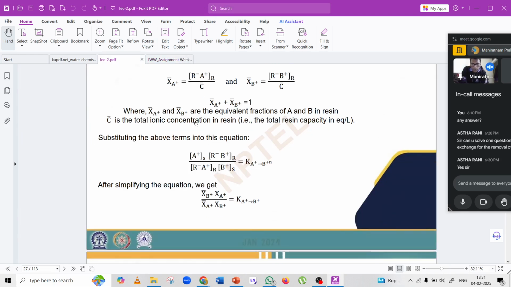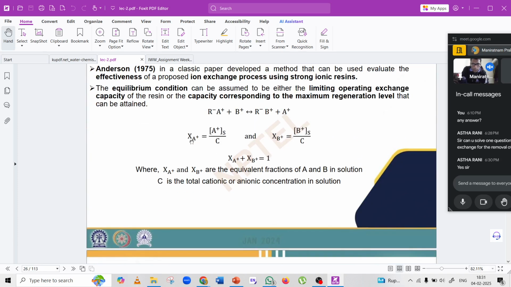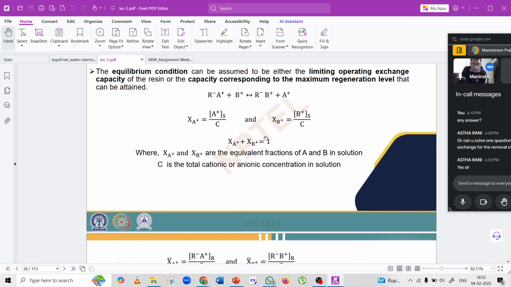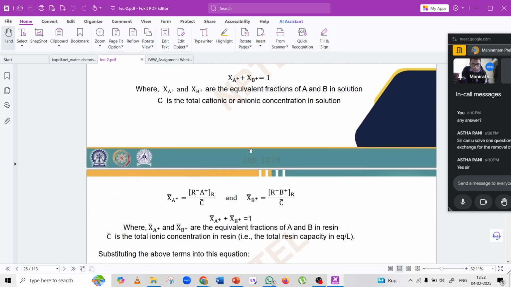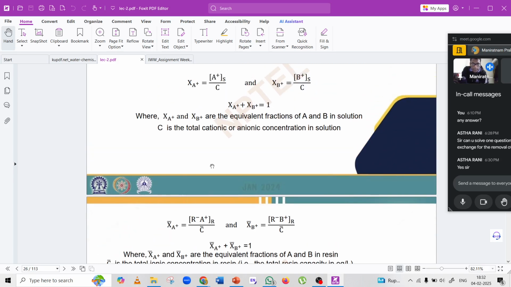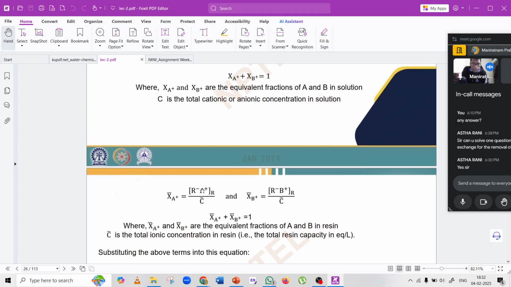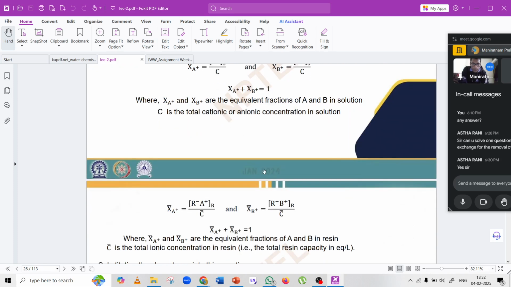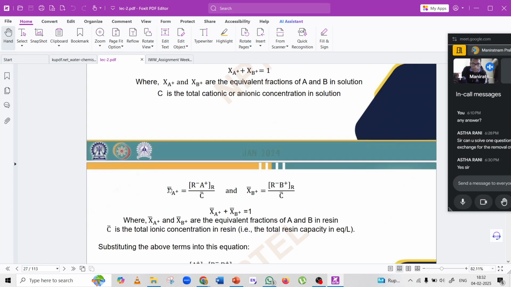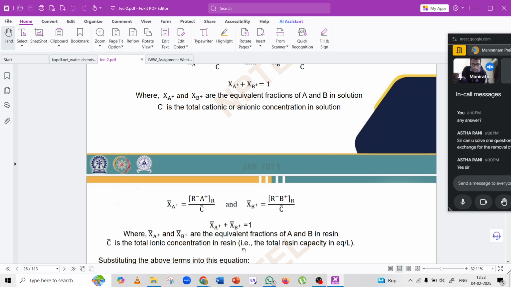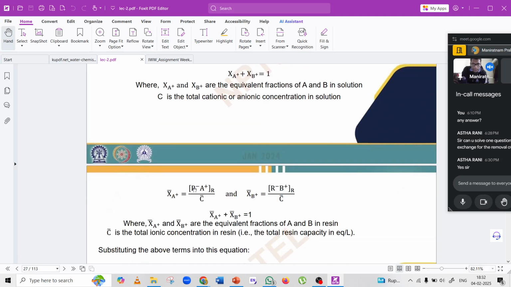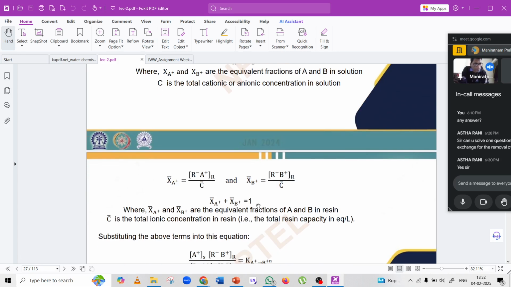Then we know the reaction. Xa is the equivalent fraction of A and B in the solution, and as both are fractions, the sum of these fractions is equal to 1, that is Xa plus Xb equals 1. Now Xa bar is the equivalent fraction of A in the resin. Considering the total cationic concentration in the resin as C bar, the fraction is given by this equation. Then Xa bar plus Xb bar is also 1, as both are fractions.